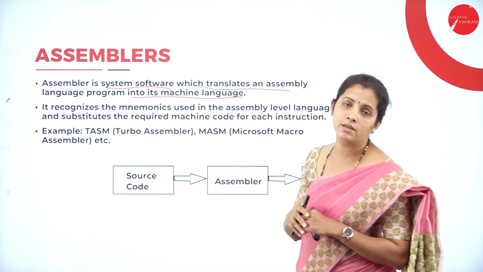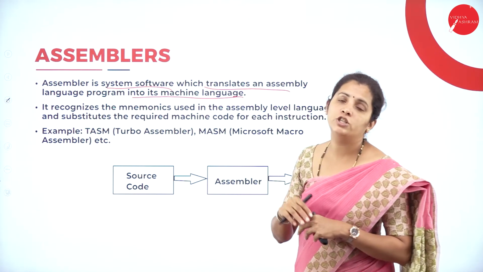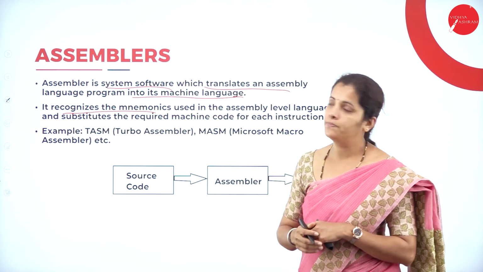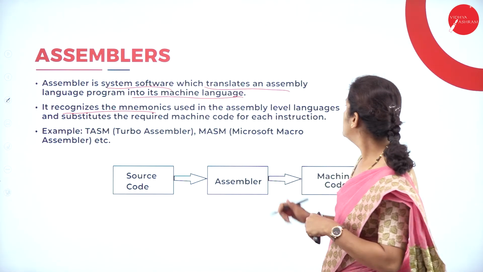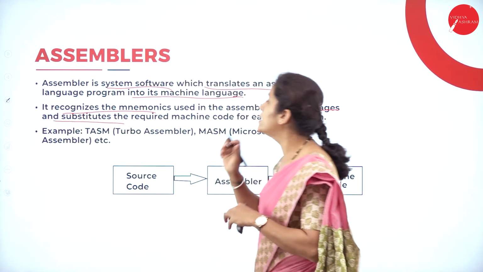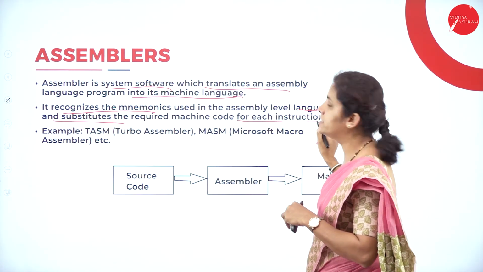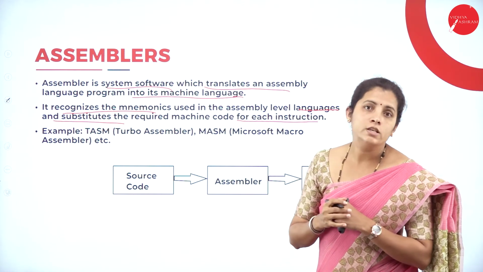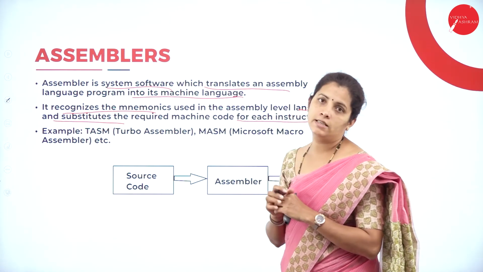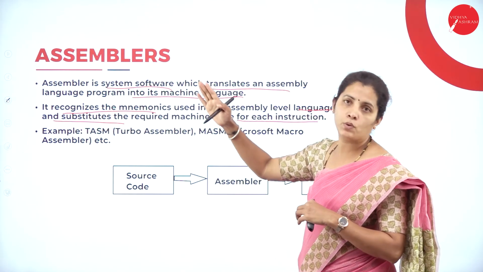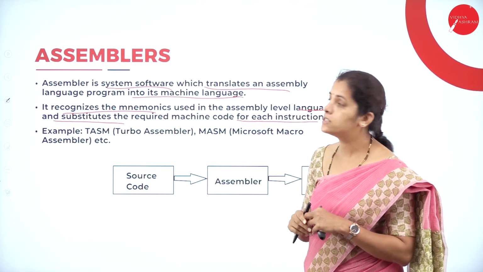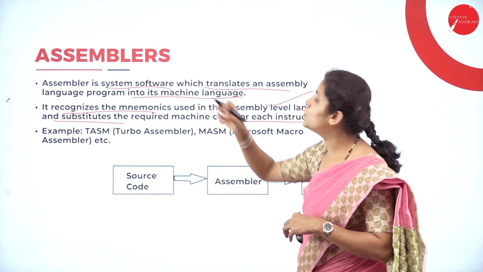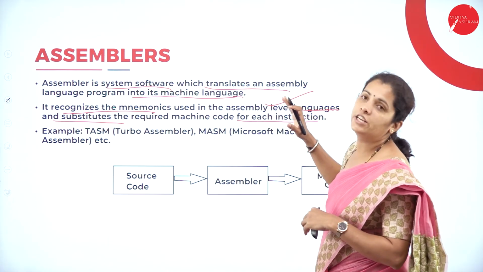That means the job of the assembler is to translate assembly level language into its machine equivalent. It recognizes the mnemonics used in the assembly level languages and substitutes the required machine code for each instruction. That means here assembly level programs are also called mnemonics. Whatever instruction is written using assembly level language is called mnemonics, and it is substituted with the required machine code for each instruction.